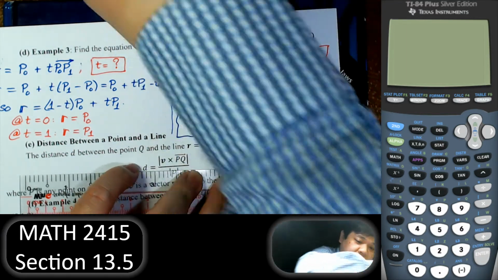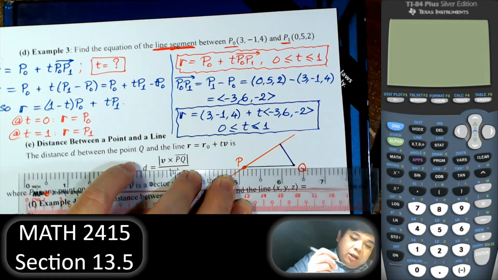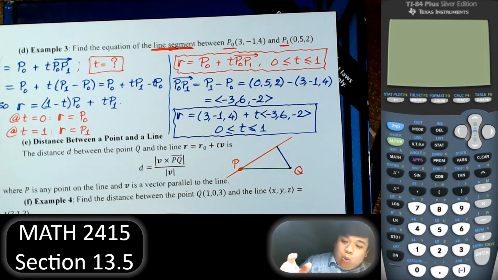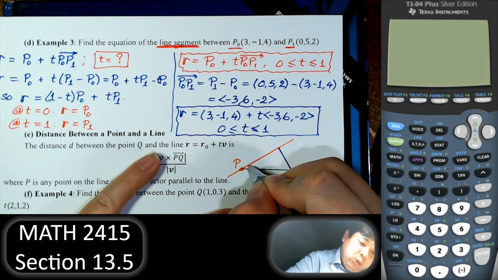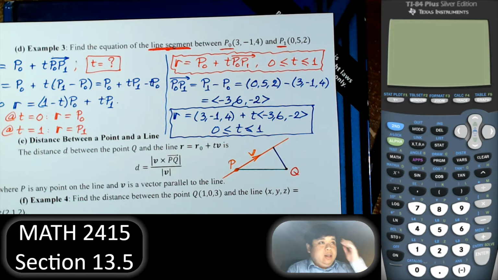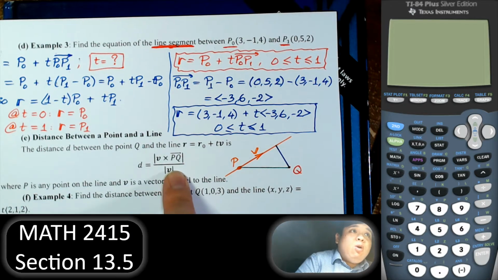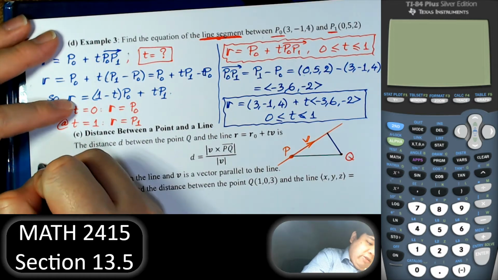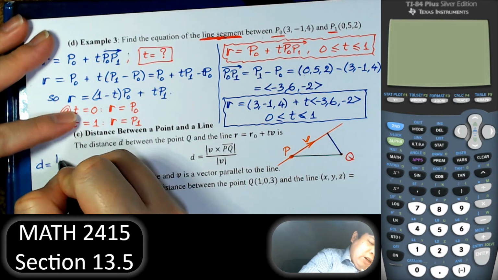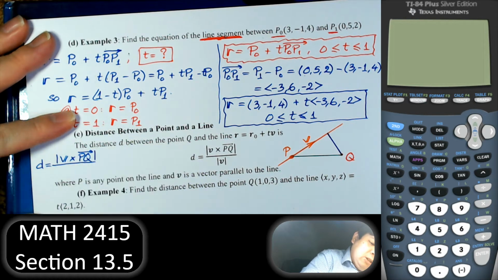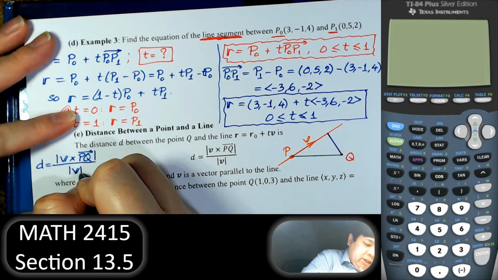So in that case, let's just connect PQ. And remember, every time we have a line, we will have a point and a direction. So we do have a direction here. That is V. Of course, we can have the vector PQ too. Now, from that formula, let me derive here. Distance is equal to the magnitude of vector V cross vector PQ over the magnitude of vector V, right?